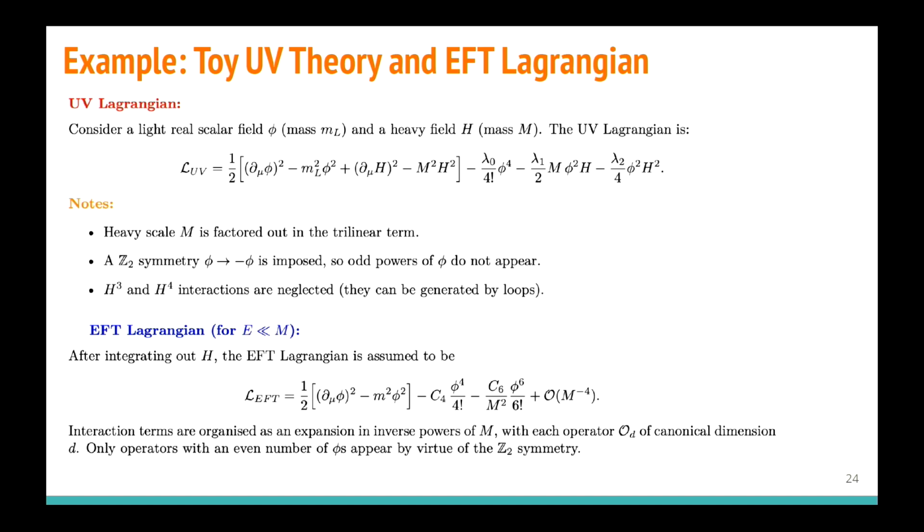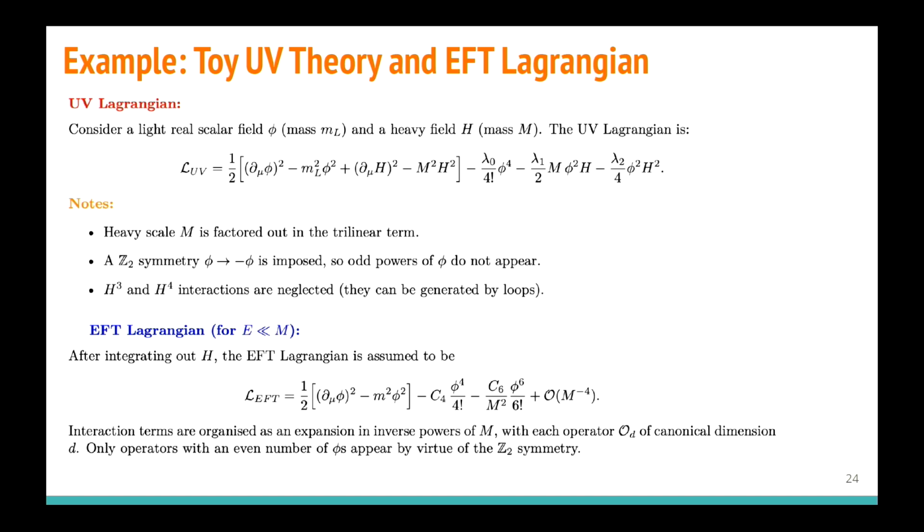So let us describe a UV Lagrangian where we have a light scalar field phi with a mass of m_l and a heavy field H with a mass of capital M. And we can write down the UV Lagrangian like this. We have a kinetic term for the light scalar, we have a mass term, and then we have a kinetic term for the heavy field, we have a mass term for the heavy field, we have a quartic term for the light degree of freedom, we have an interaction between the light and the heavy scalars, and we have another quartic interaction between them.